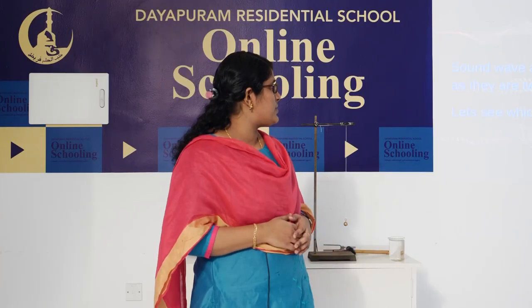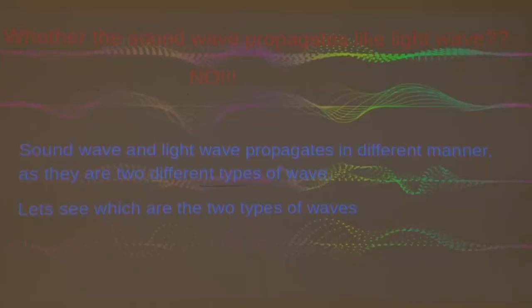So, interesting question. You know light waves, it's coming from the sun, right? It travels through spaces where there is no medium at all. Finally, it ends up on our earth, isn't it? That means without a medium, light can also travel. That's why it is able to reach our earth, because there is no medium of air outside the earth. Sound is not like that. It requires a medium for propagation.